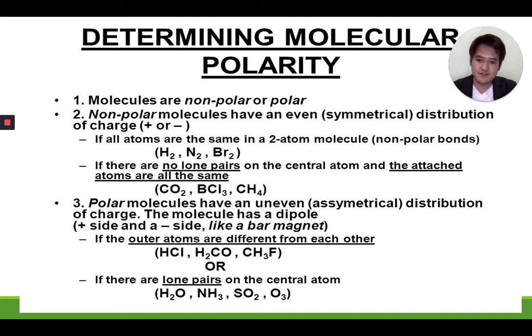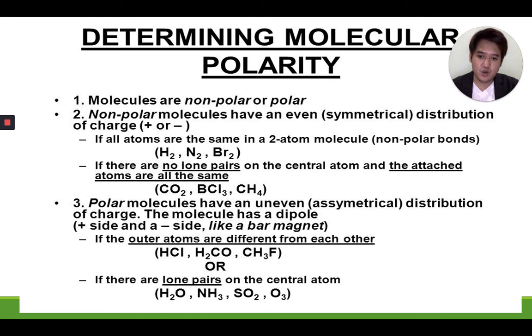Now, in the case of polar molecules, they have an uneven or asymmetrical distribution of charges. That means the molecule has a net dipole, meaning it has a partially positive end and a partially negative end. It can happen in two cases. The first one is if the outer atoms are different from each other, just like HCCl3 in the previous example, where there is one atom that is different from all the others.